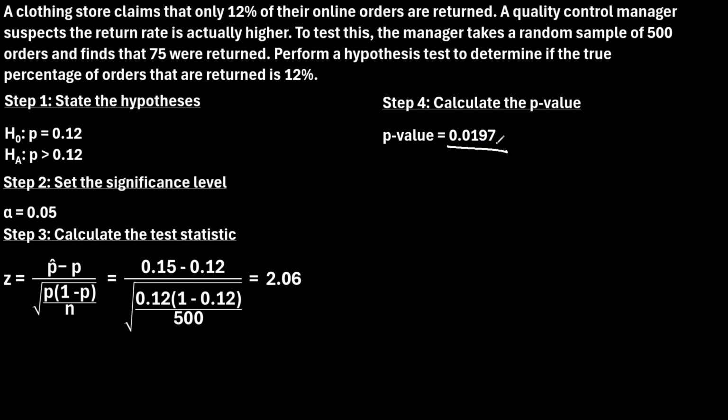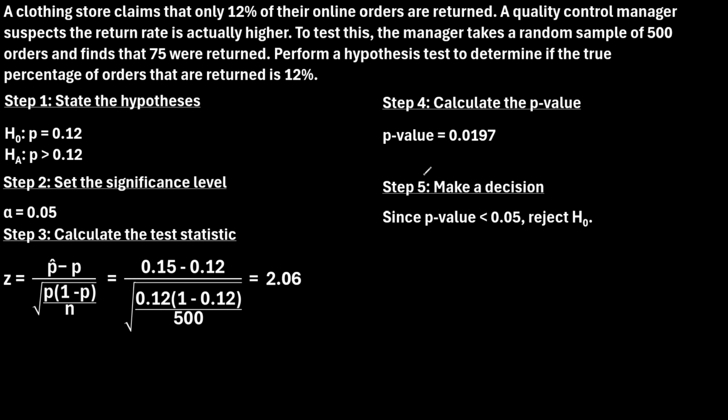The very last step is we need to now compare this p-value to our significance level. If the p-value is less than our significance level, then we will reject the null hypothesis. So we can see that indeed our p-value 0.0197 is less than 0.05, so we will reject the null hypothesis. So as our last step, we'll say since the p-value is less than 0.05, we reject the null hypothesis.